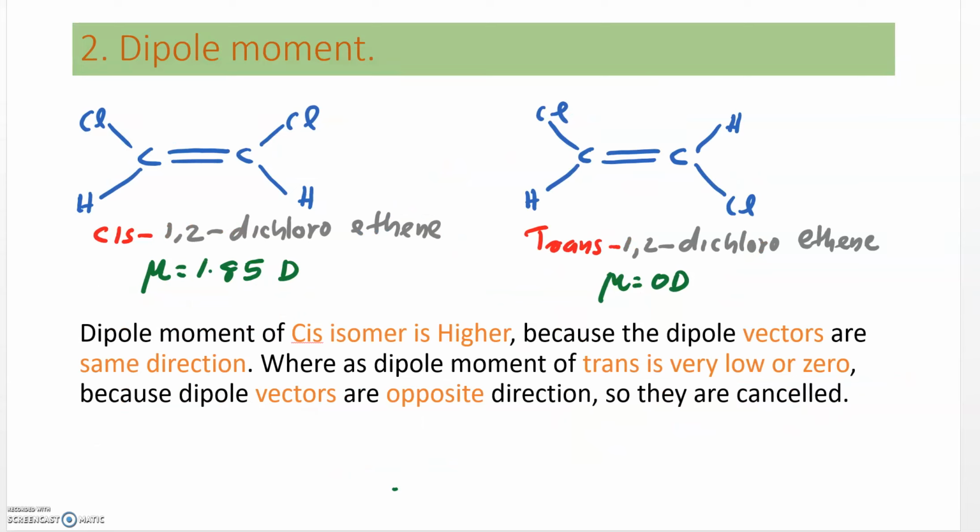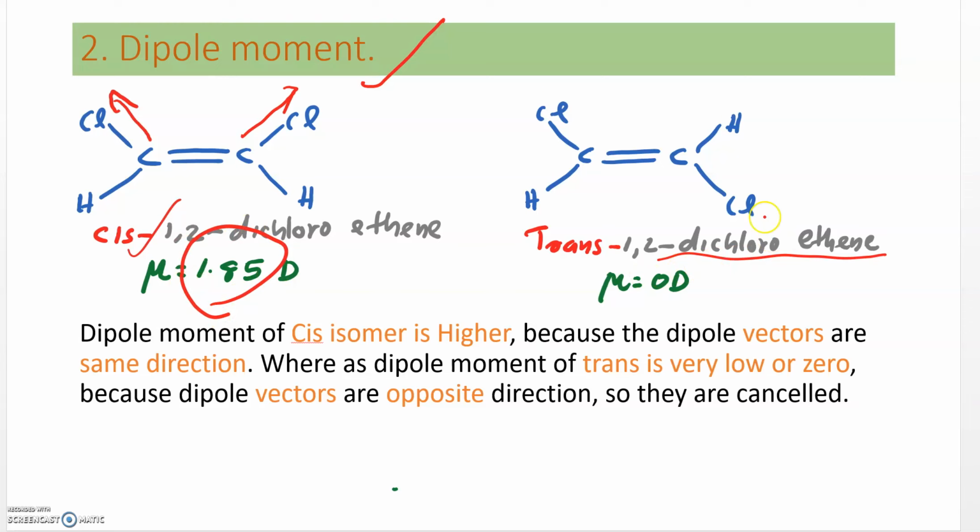And the next property is dipole moment. Here we consider the cis isomer of 1,2-dichloroethene and trans 1,2-dichloroethene. We know that dipole moment is a vector quantity. In the case of the cis isomer, this C-Cl bond dipole vector is in this direction and this C-Cl bond vector is in this direction. That is almost the same direction, so they are added up. So in the cis isomer, the dipole vectors are in the same direction, so they are added up. They have a higher dipole moment. Here the dipole moment is 1.8 D.